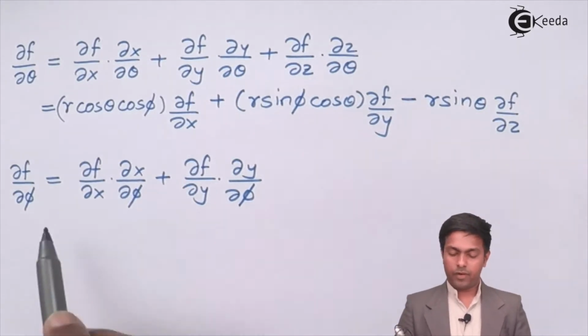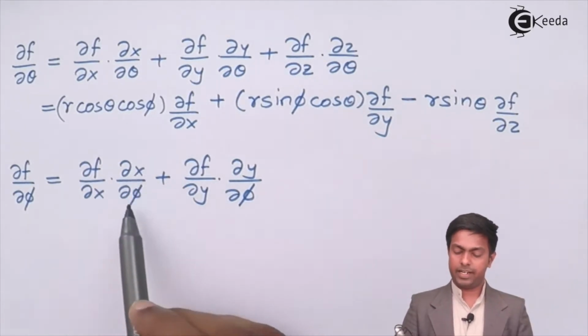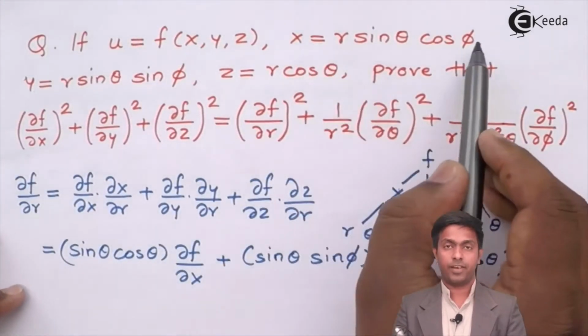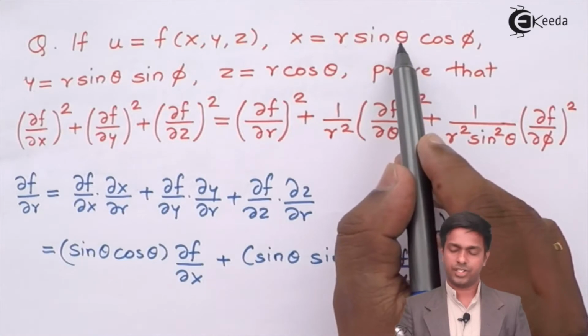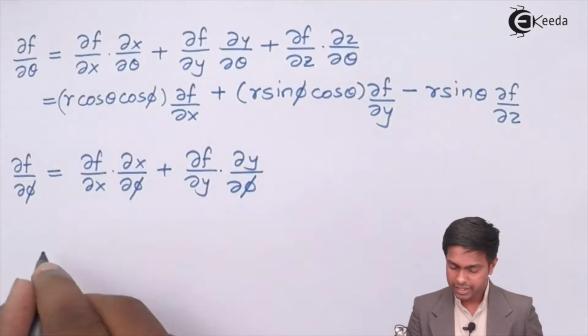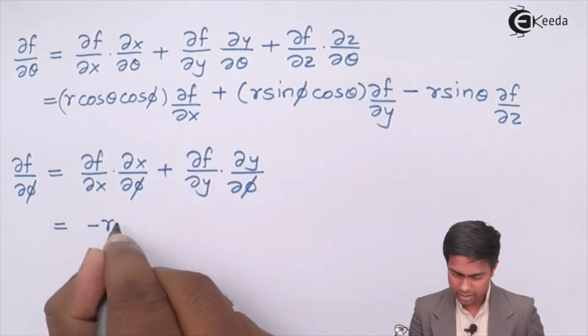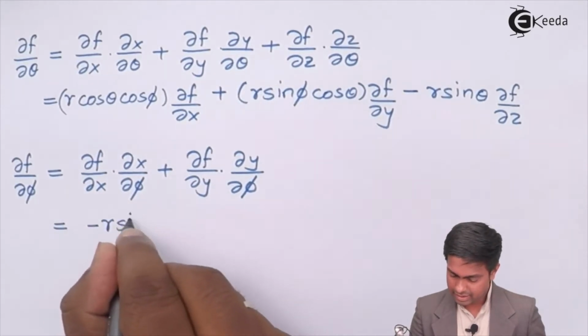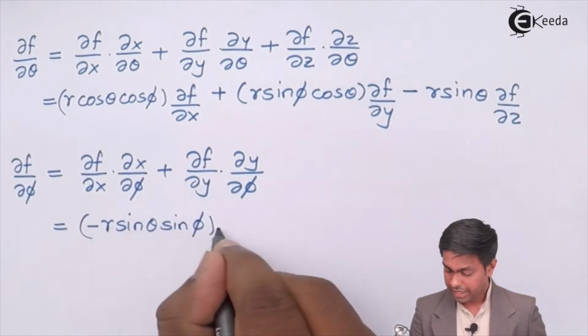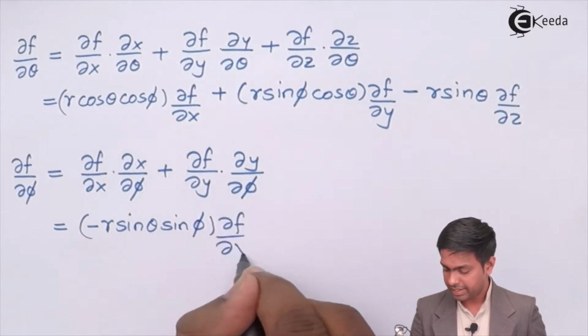Now we'll find out this del x by del phi, del y by del phi. So del x by del phi, here r and sin theta are constant. For cos phi we'll get negative sin phi. So here we'll say it is equal to negative r sin theta sin phi into del f by del x.